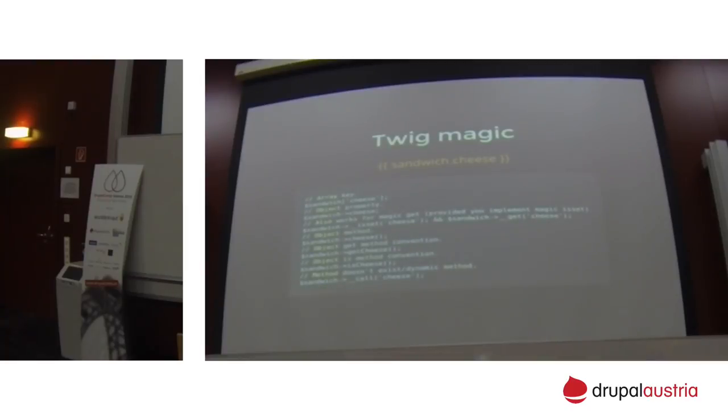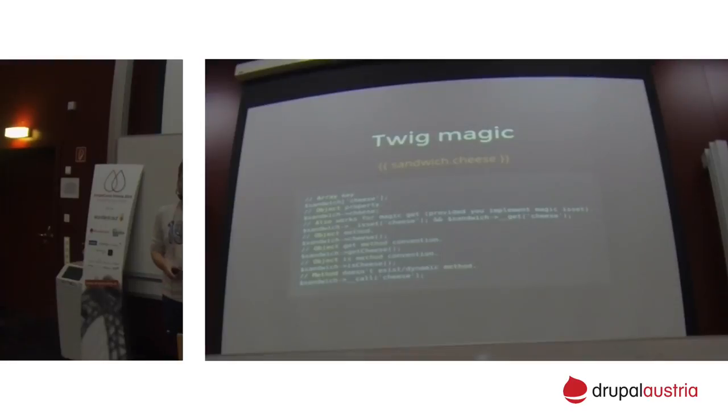The first thing about Twig that is really important is Twig magic. And it literally is magic, because Twig itself figures out what type of data is being printed and what we probably want to be printing. So let's say when a front-end developer decides to print cheese inside sandwich, there might be a question: what is sandwich, or what is cheese inside that sandwich?